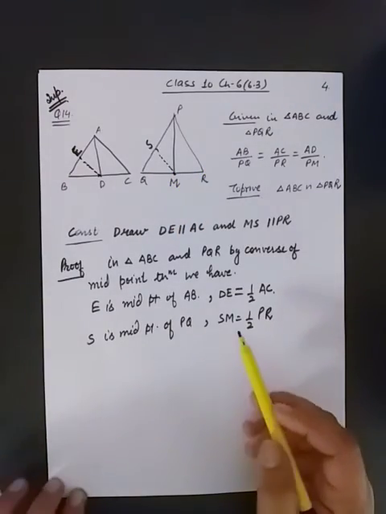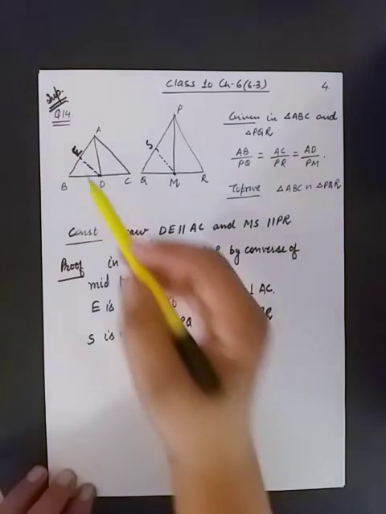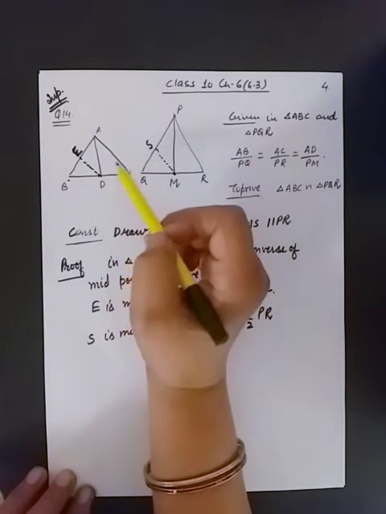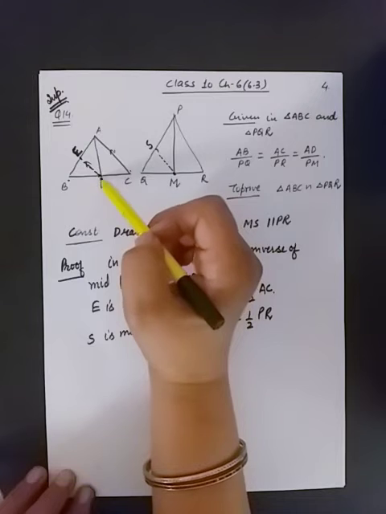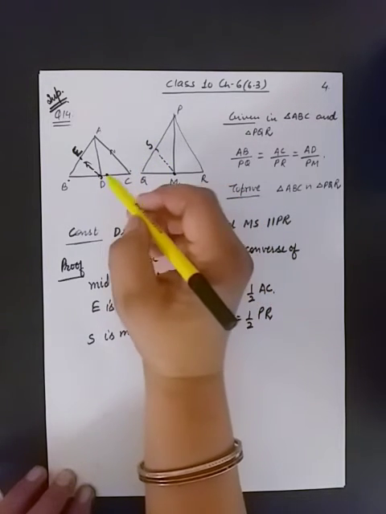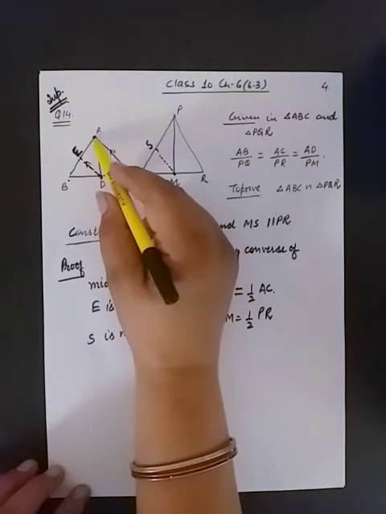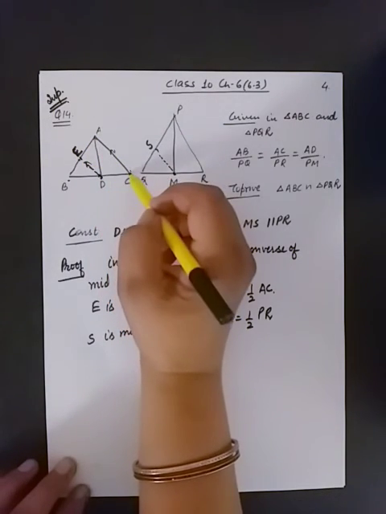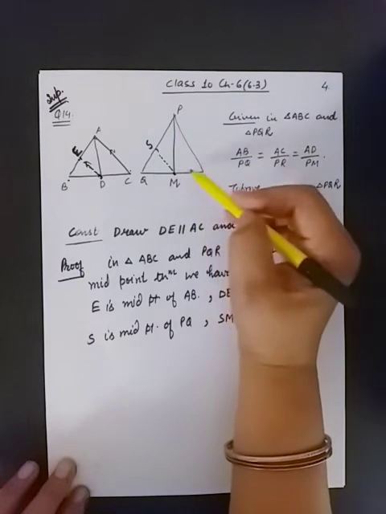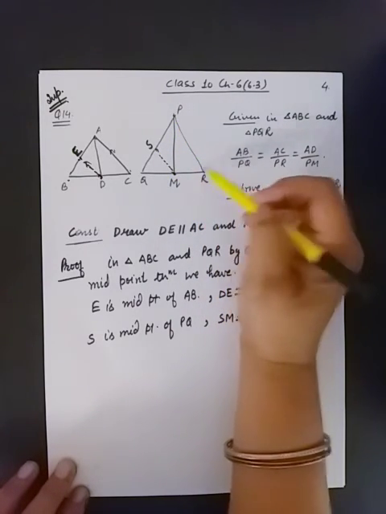In class 9 students, we have studied the midpoint theorem and here we are applying the converse of the midpoint theorem because in triangle ABC, DE is parallel to AC by construction and D is the midpoint of BC, given. So by the converse of the midpoint theorem, we get that E is also the midpoint of AB and the length of DE will be half of AC. Similarly, in triangle PQR, we get that SM is equal to half of PR.